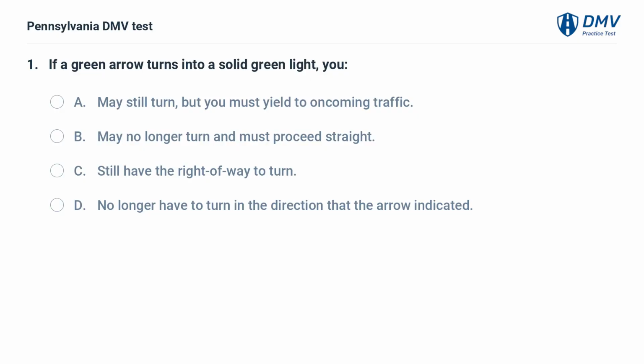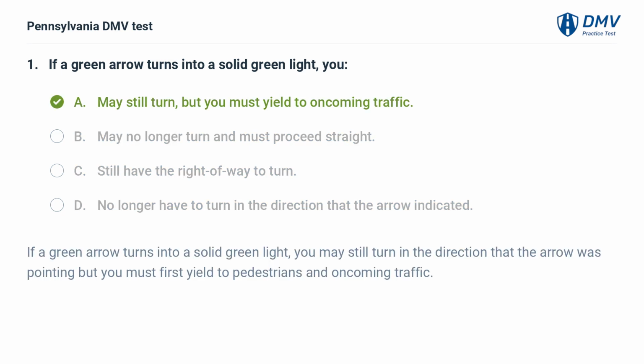If a green arrow turns into a solid green light, you A. may still turn, but you must yield to oncoming traffic. B. may no longer turn and must proceed straight. C. still have the right of way to turn. D. no longer have to turn in the direction that the arrow indicated.